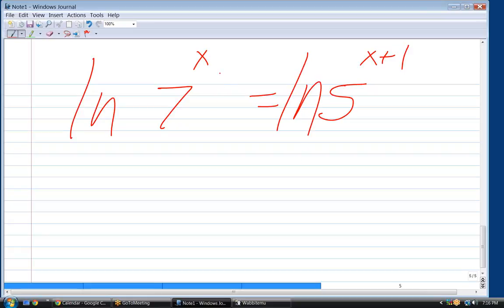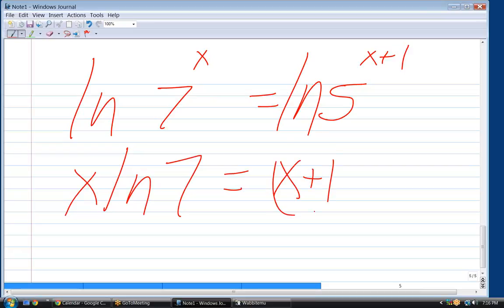Okay? Now I can bring that x down, put it there. I can bring this exponent down, put it there. And now I can proceed to solve this equation. Notice that all I have is an equation with one variable in it and a bunch of numbers. So I can definitely solve that for x. It's not trivial, but I can still do it.